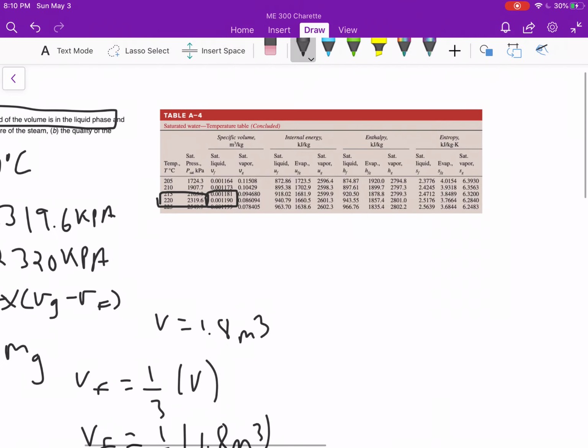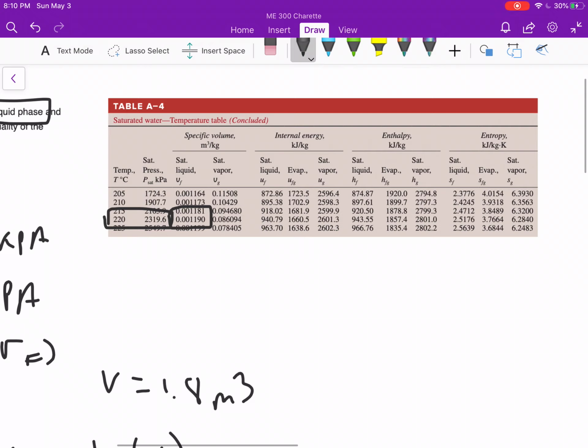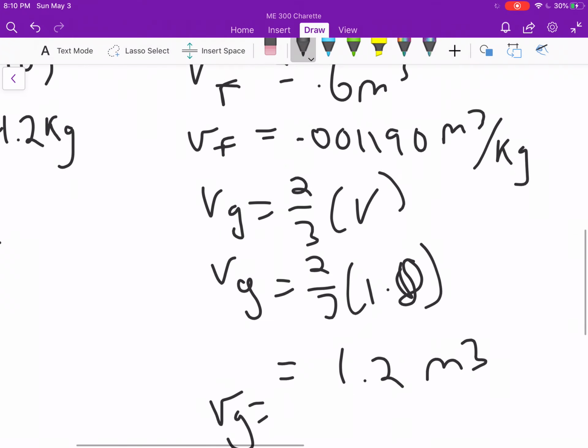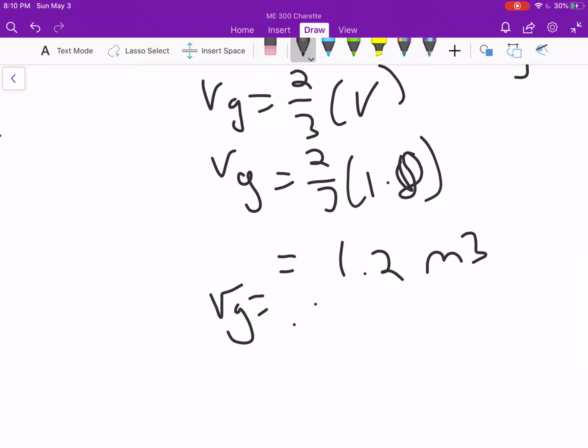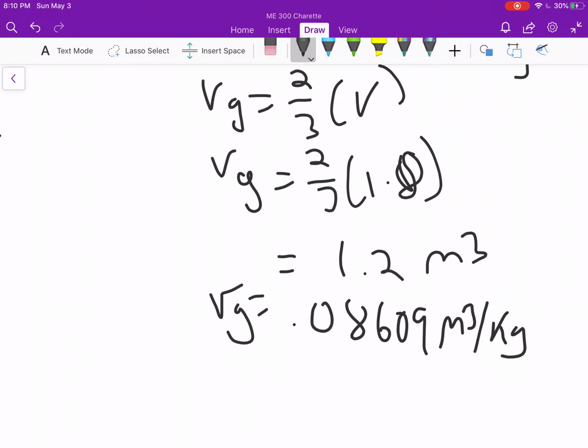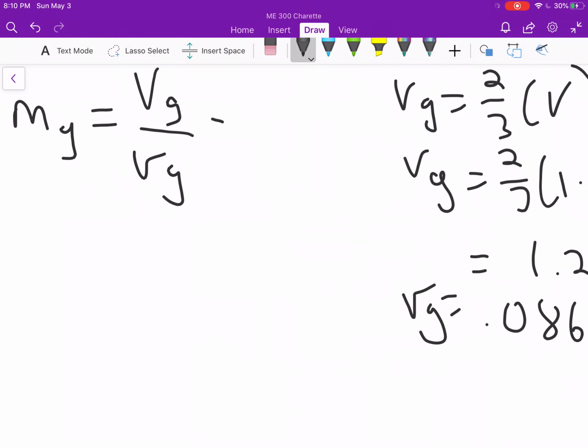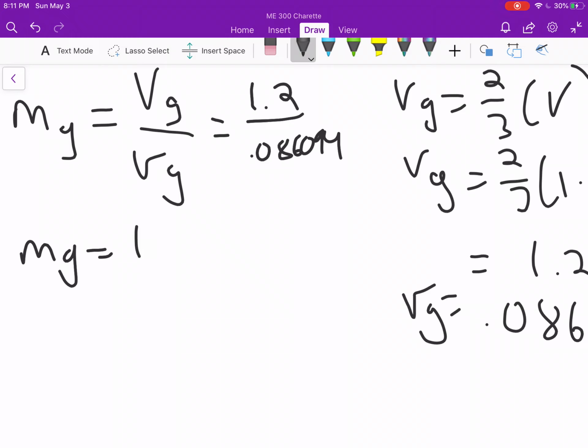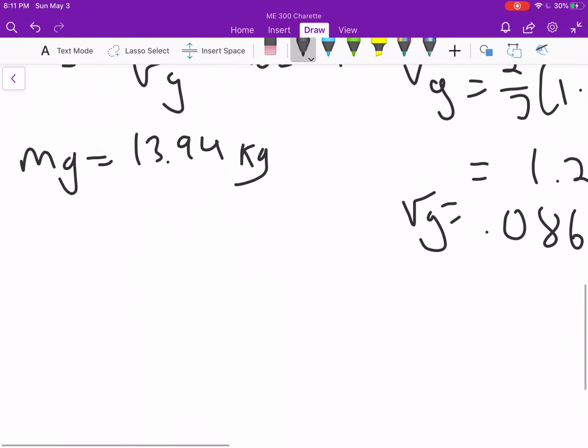Now we need to find our specific volume for our vapor. If we go up to our saturated water table, we see that at 220 degrees, the specific volume for the saturated vapor is 0.086094 meters cubed per kilogram. Now we plug this into our equation. We get 1.2 over 0.086094. So the mass for saturated vapor is going to equal 13.94 kilograms.